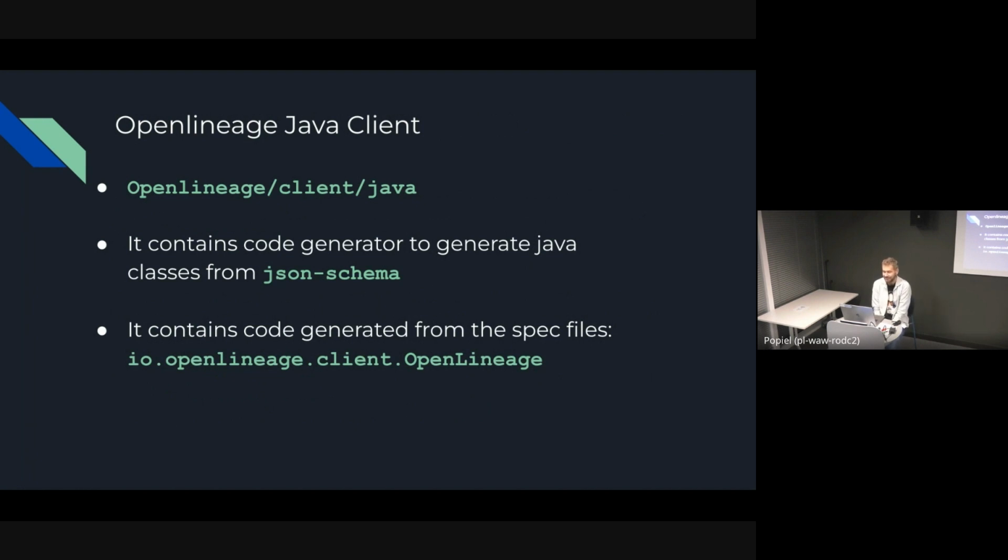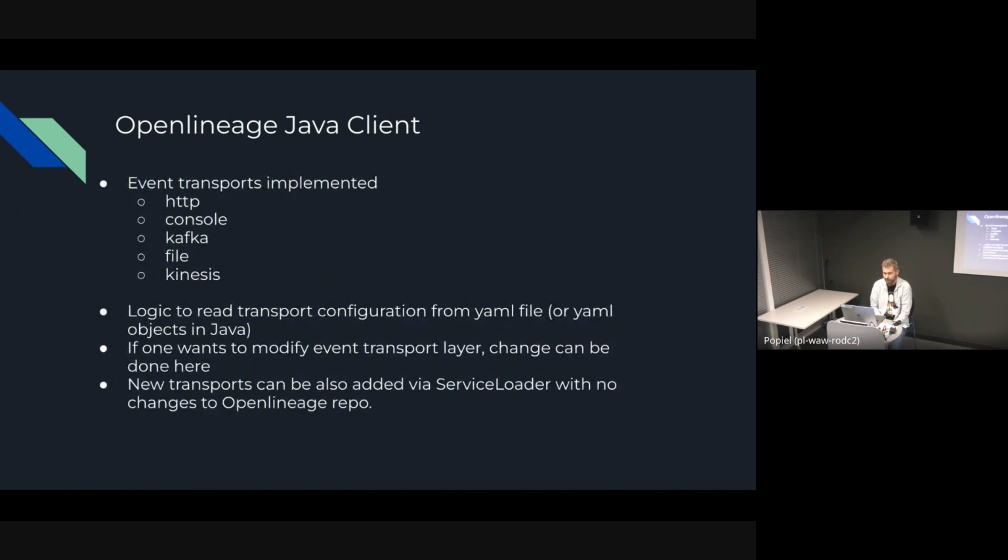Yeah. So in Java, we generate the OpenLineage code based on the JSON schema, and we do have a generator based on JavaPoet for that. And this is the class OpenLineage that gets generated. It has builders and useful methods to create whole events. Moreover, the OpenLineage Java client has transports implemented. The first one is HTTP to send events to the backend. The console, which is more for testing purposes, to see what events you have. Kafka and Kinesis to send them to message buses.